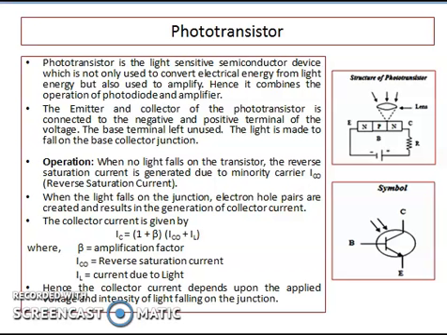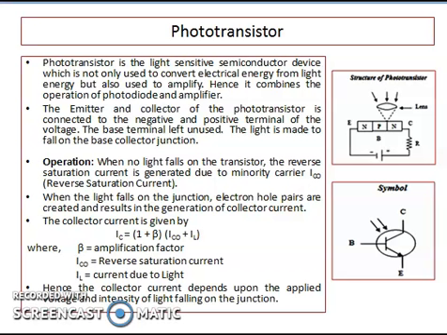Here also we have the equation used for the collector current, and since it can amplify, this equation involves the amplification factor beta also, and the collector current is given by IC equal to 1 plus beta into ICO plus IL. Hence the collector current depends upon the applied voltage and the intensity of light falling on the junction.